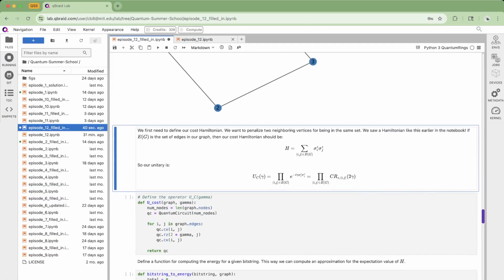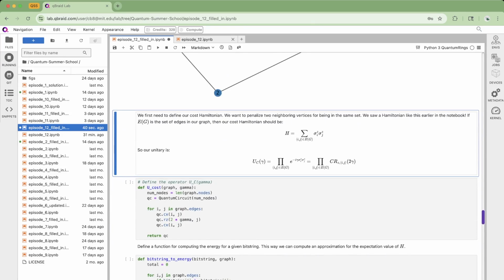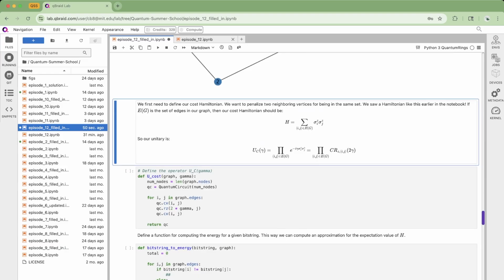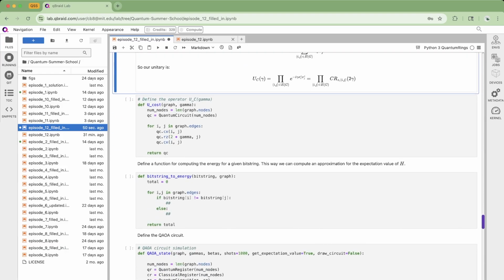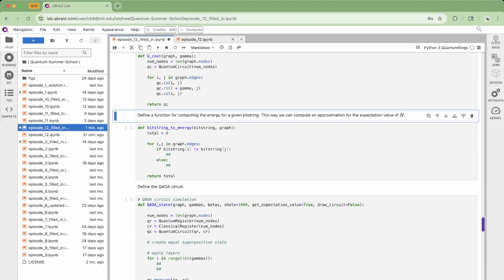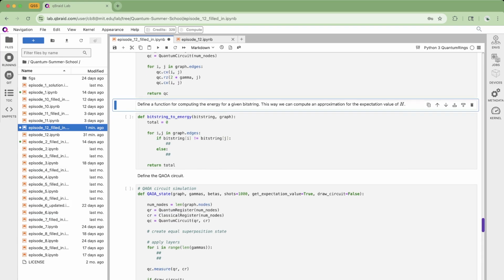So let's define our cost Hamiltonian. We want to penalize 2 neighboring vertices from being in the same set, but we just saw this Hamiltonian in the last section. So we're just going to use that same cost Hamiltonian again, and we already know what our unitary should be. So here we have it. And then we also need to define a function for computing the energy for a given bit string. This is how we're going to calculate the expectation value of our cost Hamiltonian. We're building all of this from scratch here, and then we'll use built-in functionality in the next section. So we're given a bit string, and we want to compute an approximation for the expectation value of H.